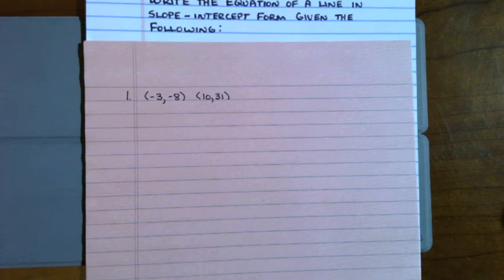Going to go over writing the equation of a line in slope-intercept form given 2 points on the line. Now, normally to write the equation of a line, you need two pieces of information. You need the slope and you need the y-intercept. We're not given the slope, we're not given the y-intercept, but we may be able to find some of these.